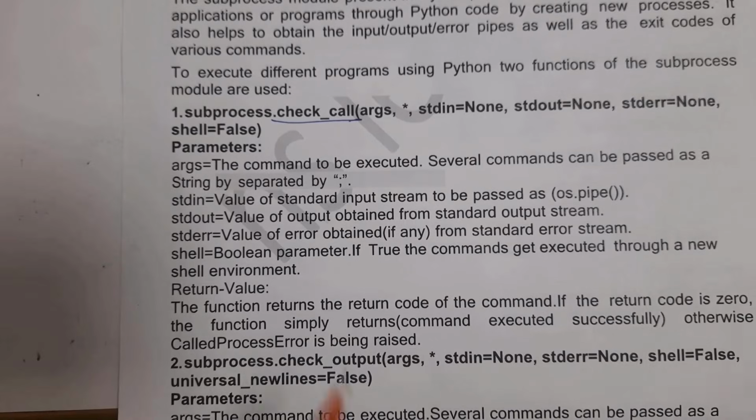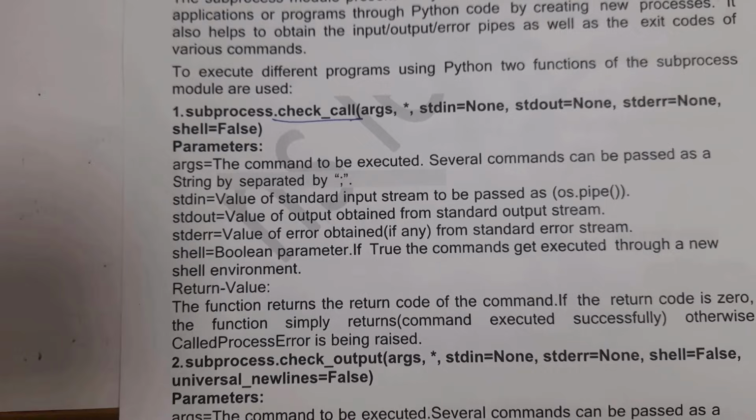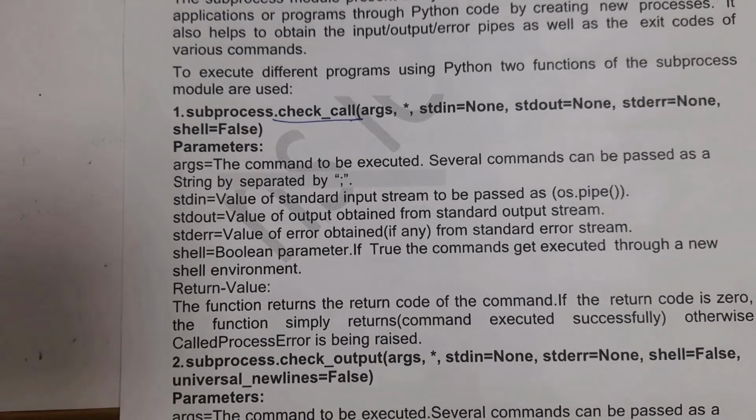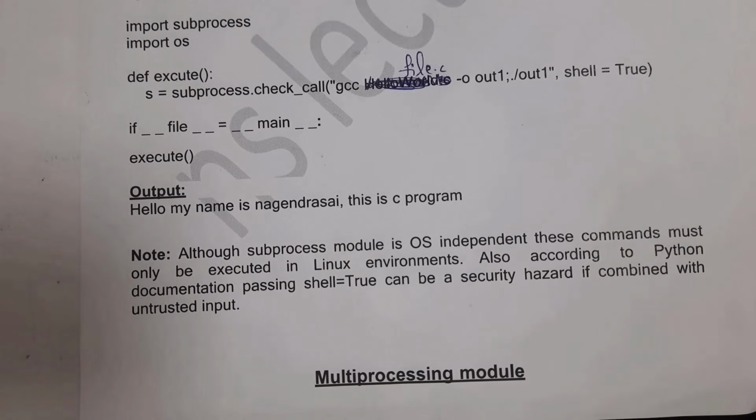Guys, there are two functions. One is the check_call function and the next one is the check_output function. Whatever parameters the check_call function contains, the check_output function also contains the same parameters. Although the subprocess module does not depend on the operating system, it will work only on Linux. So we must execute the subprocess module only in Linux.